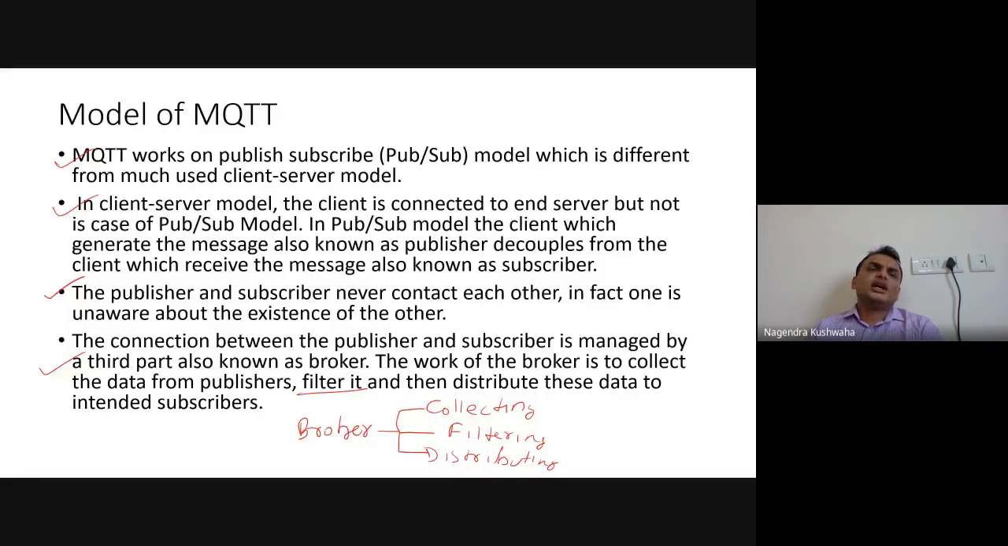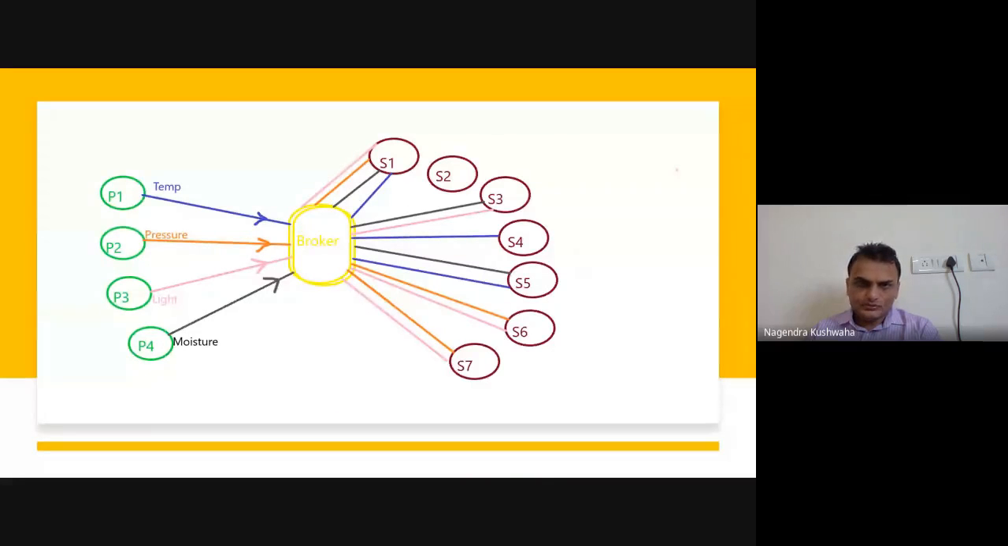Next, we will see a model of MQTT. So just see. Assume we want to measure a particular physical condition. So what we do is deploy four sensors. Just see, we have deployed four sensors over here. So P1, P2, P3, P4 are the publishers. So what happened?